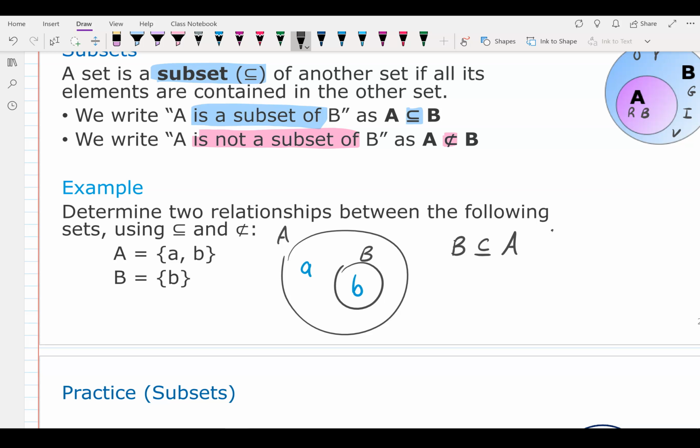Okay? B is a subset of A. As a fact, for sure. What other situation could we look at? Well, we could say A is not a subset of B.